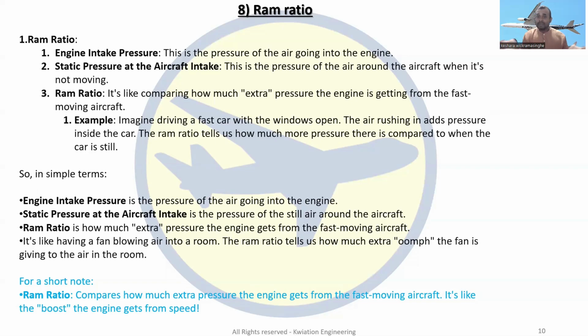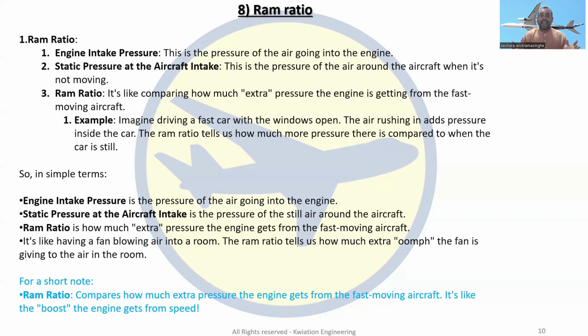Okay, the air rushing in adds pressure inside the car. The RAM ratio tells us how much more pressure there is compared to when the car is still, right? So in simple terms, engine intake pressure is the pressure of the air going into the engine, and static pressure at the aircraft intake is the pressure of the still air around the aircraft. And RAM ratio is how much extra pressure the engine gets from the fast moving aircraft.